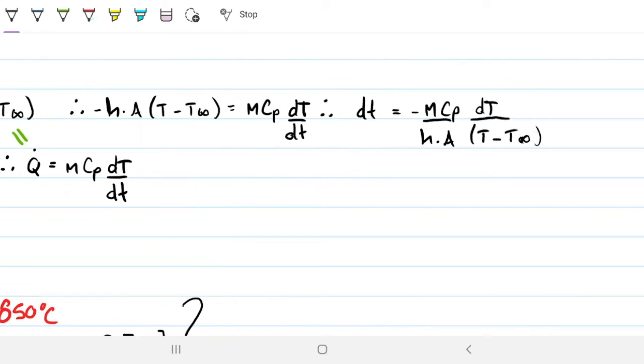And now I can integrate, and I'm going to integrate from time 0, before anything happens, to my final time. And on this side here, I'm going to integrate from my initial temperature, that's the initial temperature of the rod, all the way to the final temperature of the rod.